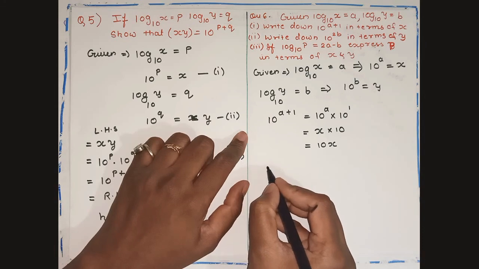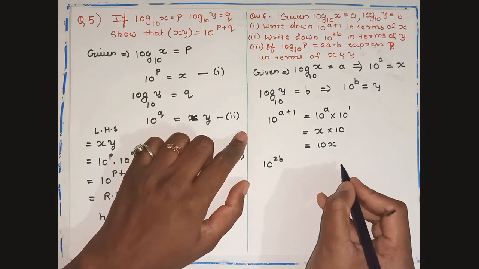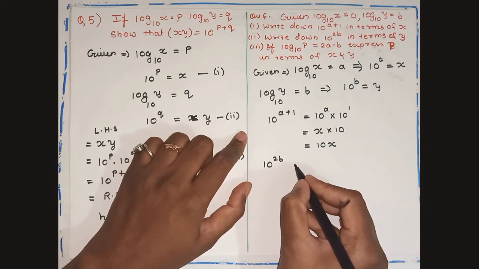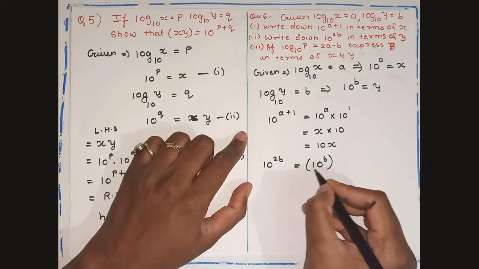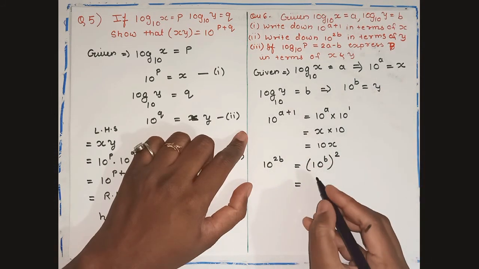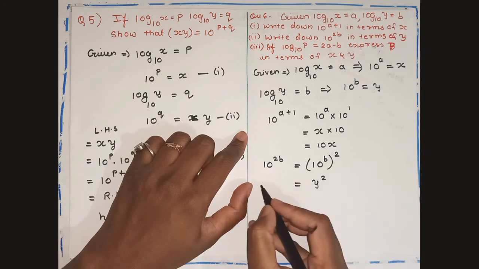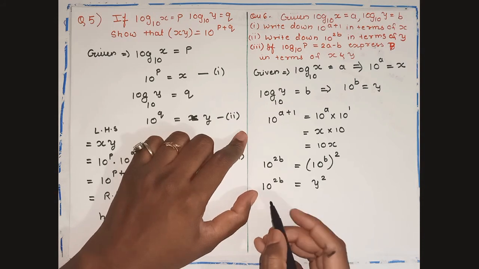Then the second one, you have to write down 10 to the power 2b in terms of y. 10 to the power 2b means 10 to the power b, the whole squared, and 10 to the power b means y. So y square. So we have expressed it in terms of y.